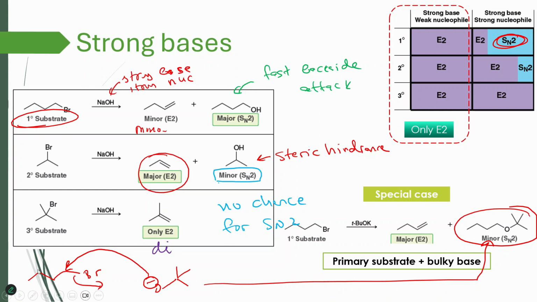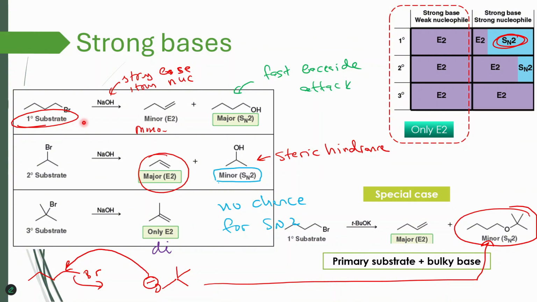So in this case, this is special because, even though this is a primary substrate, and you would expect a primary substrate to have E2 and SN2 at the same time, with SN2 dominating because you are using a strong base and strong nucleophile, because this is a bulky base, you will have E2 favored.